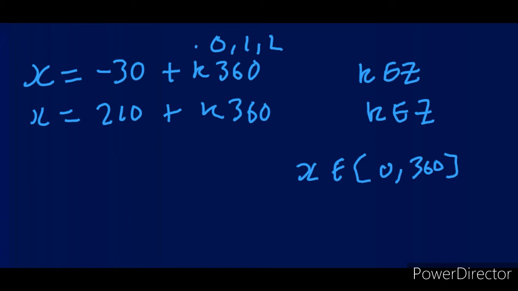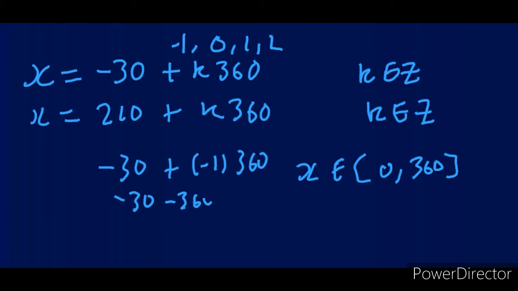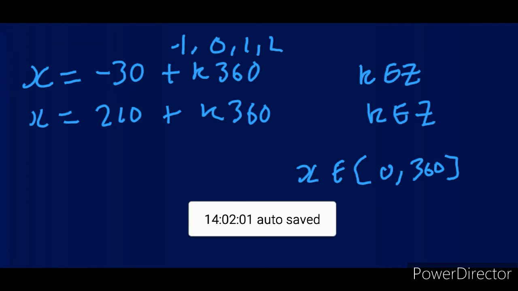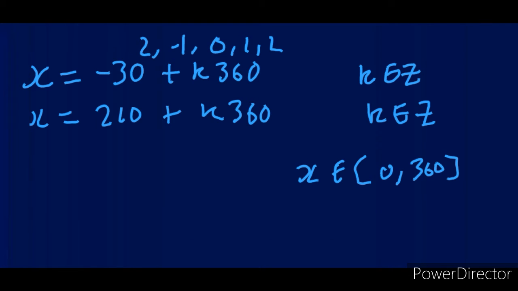Now we have to check negative 1. If we check negative 1, we're going to end up having negative 1 times 360. It's obvious that it's not going to work. So it's going to be negative 30 minus 360, which gives us negative 390, which is way below the restriction. They say it must be from 0 to 360. If negative 1 does not work, we don't even have to bother checking negative 2. Negative 2 will obviously not work. So we're done with the first equation.